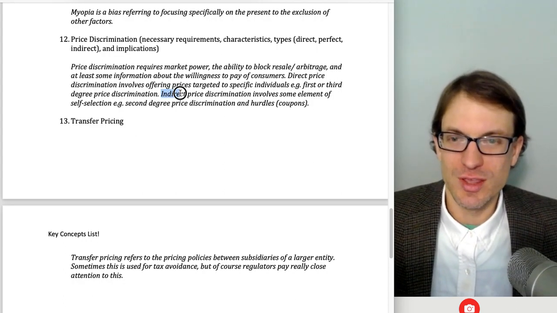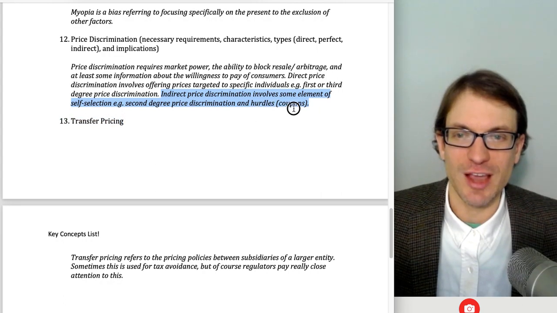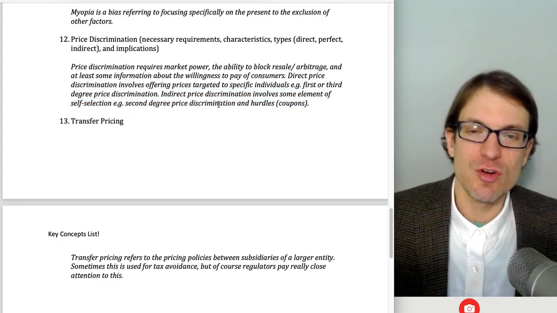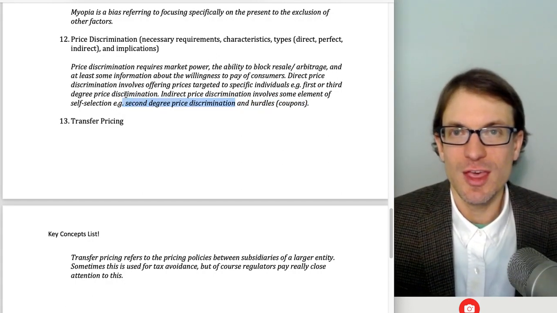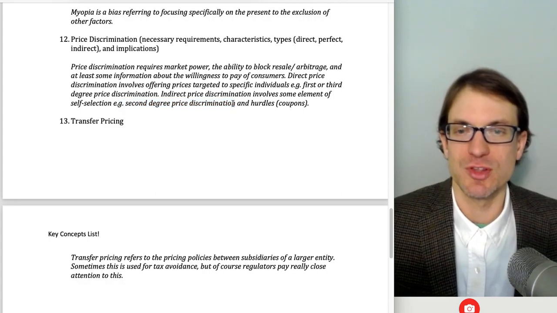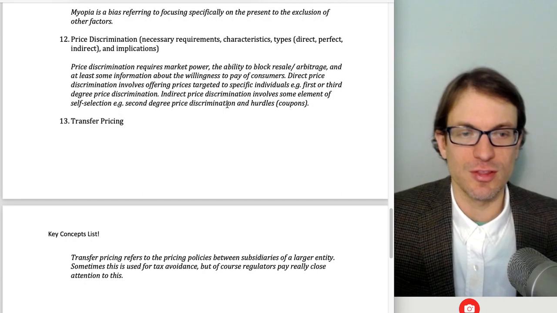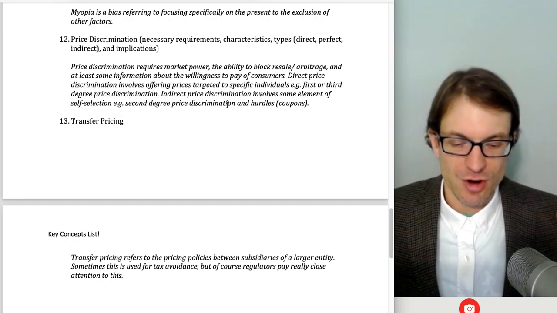All right, so indirect price discrimination involves some element of self-selection. So this would be like second-degree price discrimination and hurdles or coupons. Second-degree price discrimination is where everyone faces the same menu of prices, and then they just choose which is best for them. So think about Zoom pricing. You just go to Zoom real quick. You can look at their pricing. They've got the free account, they've got the small business, and they've got the large organization account.